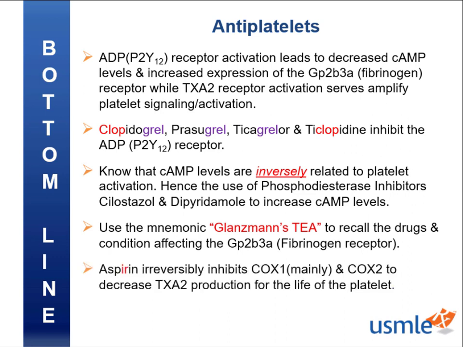Lastly, you must know that aspirin irreversibly inhibits COX-1 mainly and COX-2 to decrease thromboxane A2 for the life of the entire platelet. The body literally has to produce new platelets from the bone marrow to regain platelet activity. Isn't that just amazing to you?